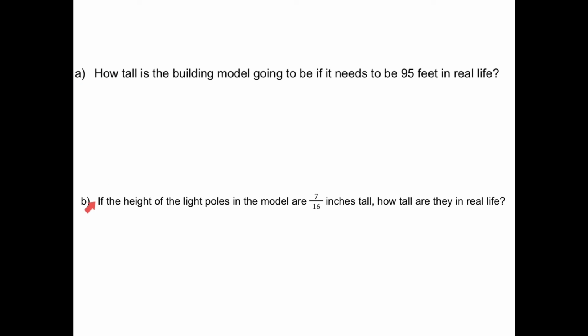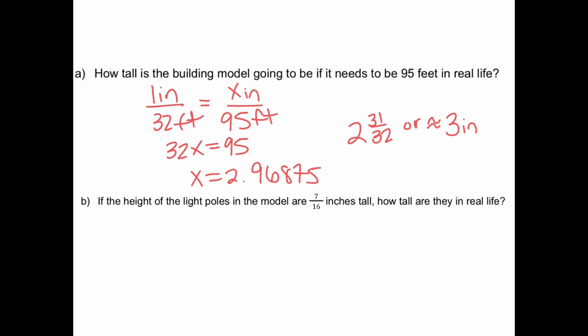So these problems have part A and part B, so it's going to be using that same scale factor of 1 inch to 32 feet. So keep that in mind here. It says how tall is the building model going to be if it needs to be 95 feet in real life, and if the height of the light poles in the model are 7/16 inches tall, how tall are they in real life? When I do these problems, I do find it very helpful to include the labels in the math problem, but as long as you understand that they are only labels and they're not multiplying or anything, it's not 1 times inches or 32 times feet, it's 1 over 32 equals x over 95, and that's what we're solving. So this first problem ended up giving me this decimal.